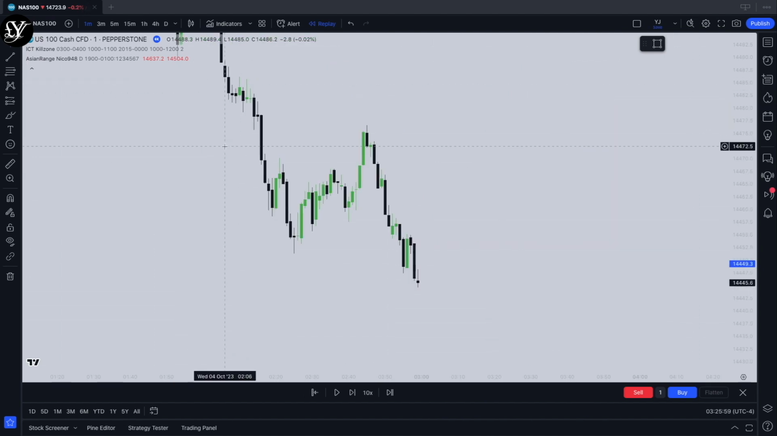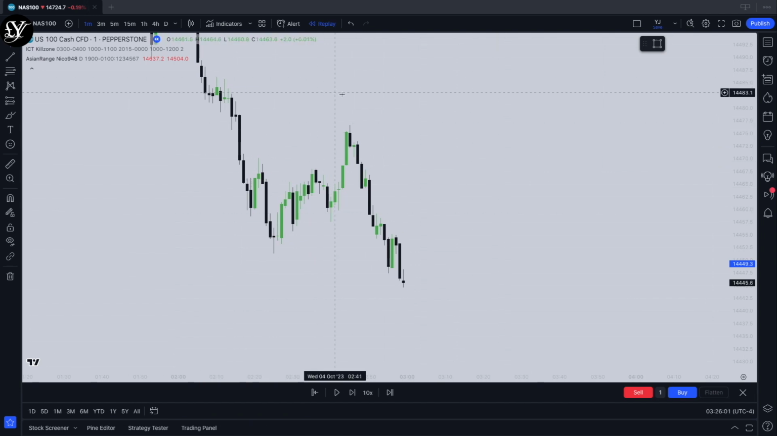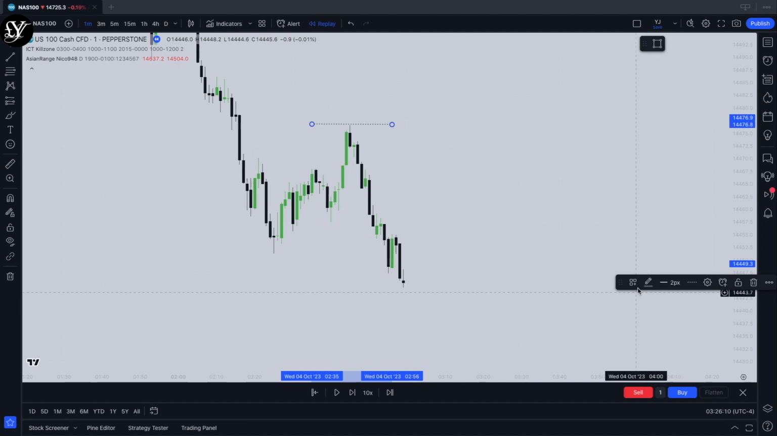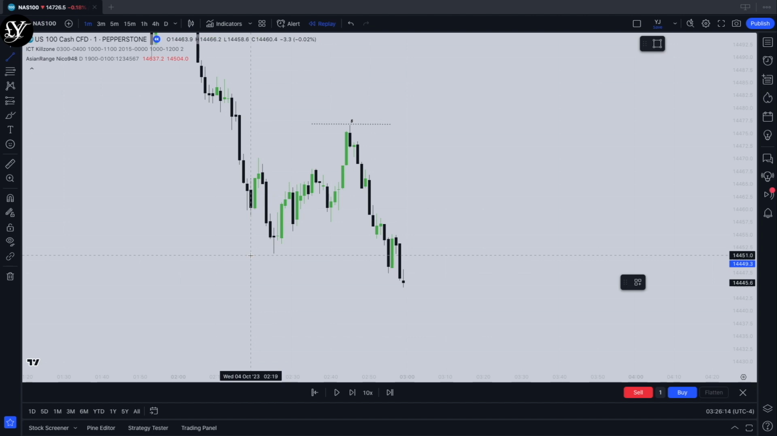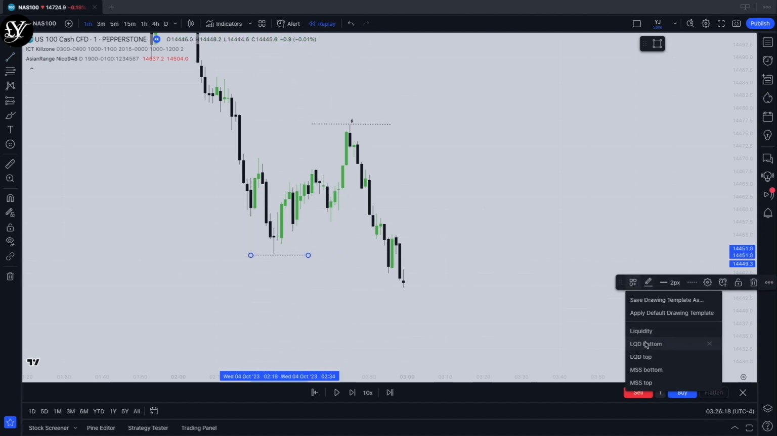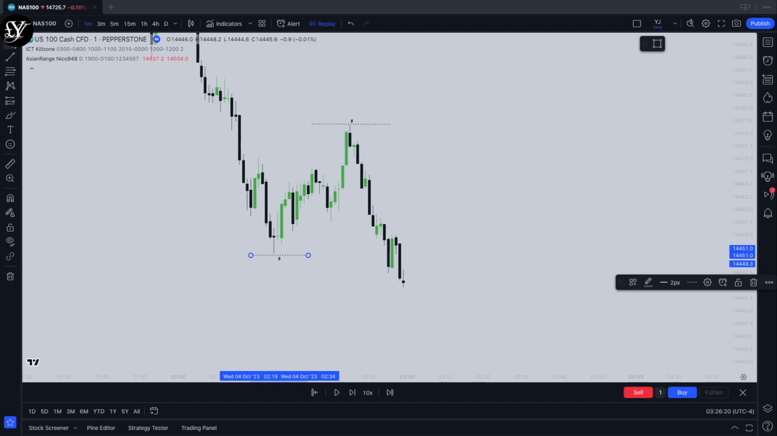So as you guys can see, this is the live candle chart on the NAS 100 on the 1 minute time frame. Now, first thing we'd want to do is mark out our liquidity. We have an area of liquidity up here. We have an area of liquidity down here. And we could also say that the other low over here is an area of liquidity, which did get taken out.